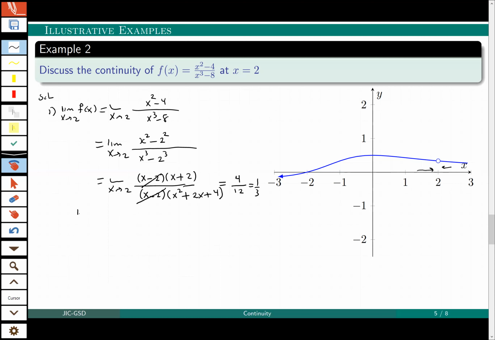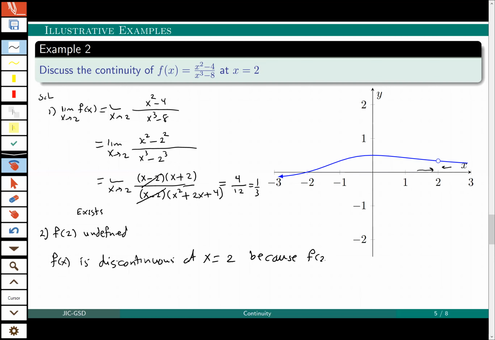So the limit exists. The first condition is satisfied for continuity, but for the second condition, what is f at 2? It's undefined. So we will say f of x is discontinuous at x equal to 2 because f at 2 is undefined.